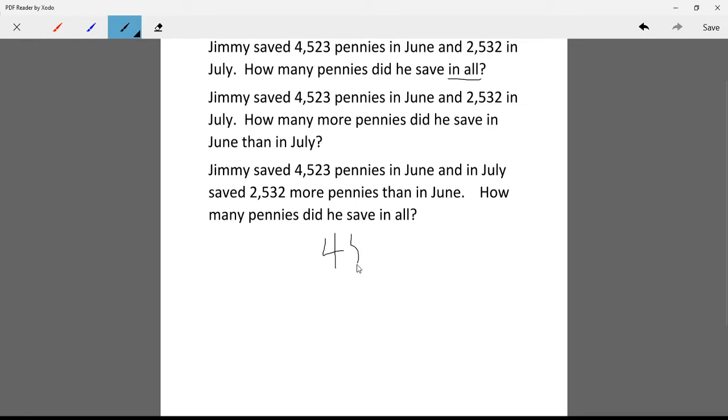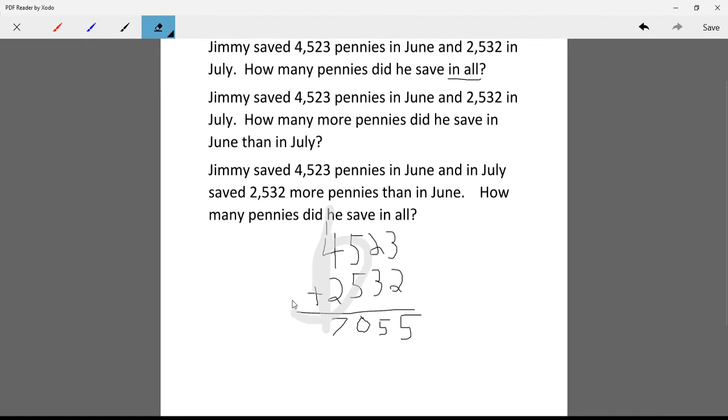And 4,523 plus 2,532, and we're just going to use standard algorithm. 3 plus 2 is 5, 2 plus 3 also 5, 5 plus 5 is 10, so I put the 0 here, carry the 1, 1 plus 4 is 5, plus 2 is 7. So the answer would be 7,055 pennies. Alright, so now let's go to the next one.